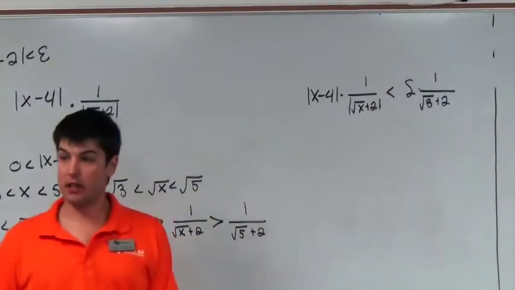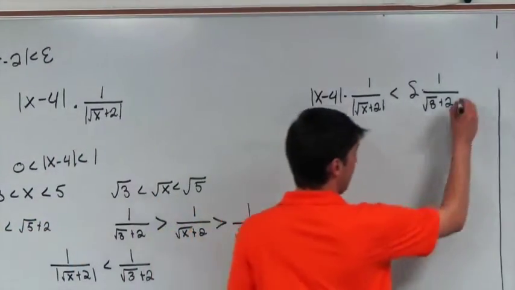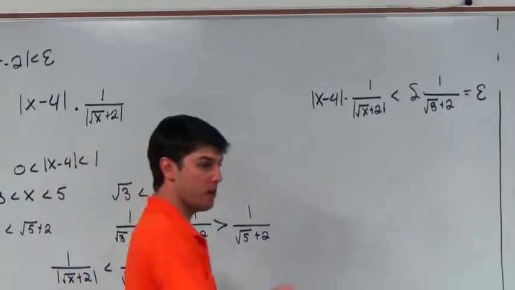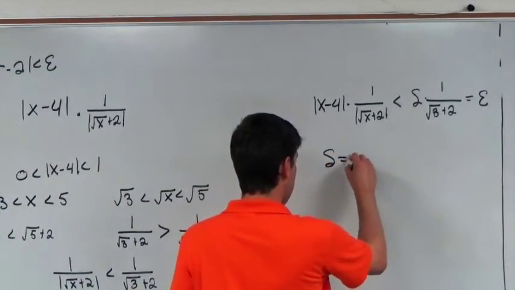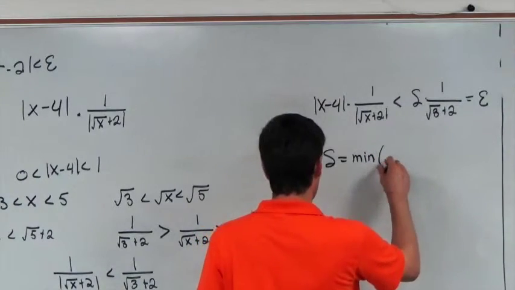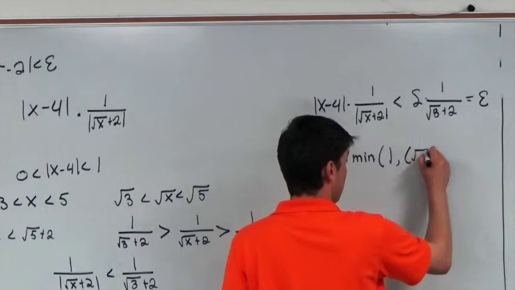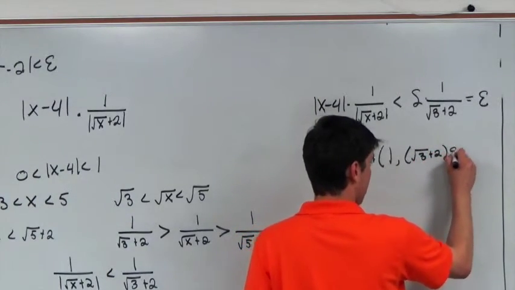So we want this less than epsilon, so we set it to epsilon and solve. Don't forget your bound. And in the end, delta will be the minimum of our bound of 1, and what we would get with the algebra, root 3 plus 2 epsilons.